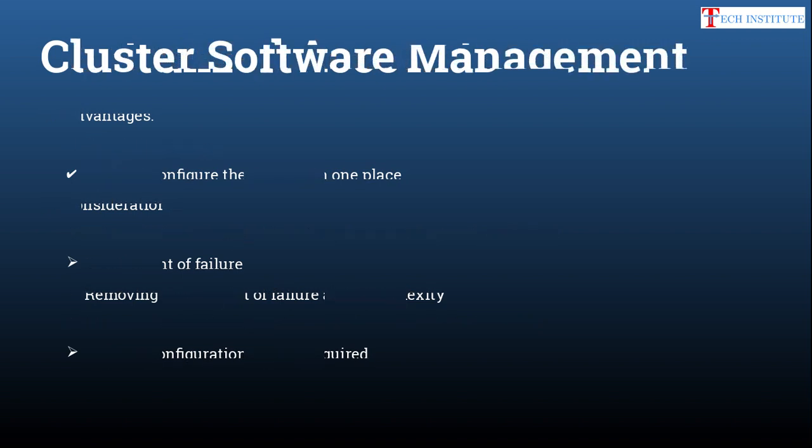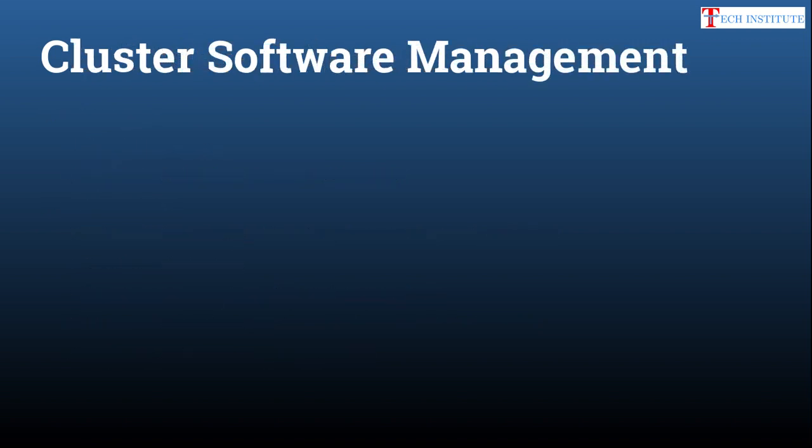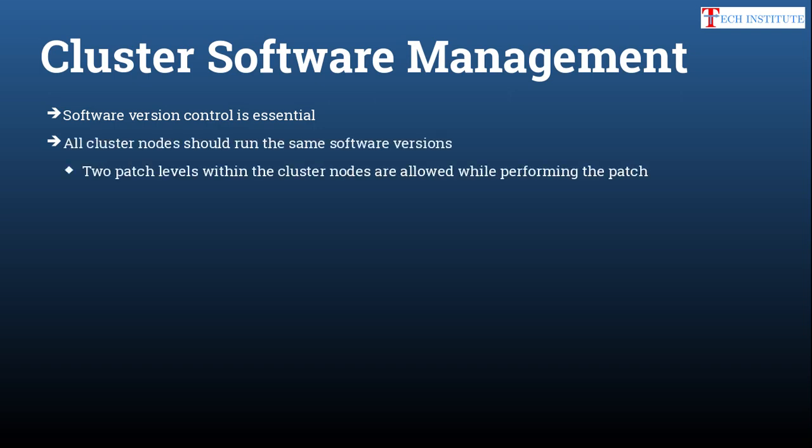That is also important. You should have a uniform software base in all the cluster nodes. So this software version control is essential, and all your cluster nodes should run the same software version. The only time you can differ from this policy is when you are doing patching. During patching you may have a different version on the node. Suppose you have a 3 node cluster, one node you take out and do the patching, so that time that node will be in a higher version compared to your other nodes. So only that time it is approved and allowed.